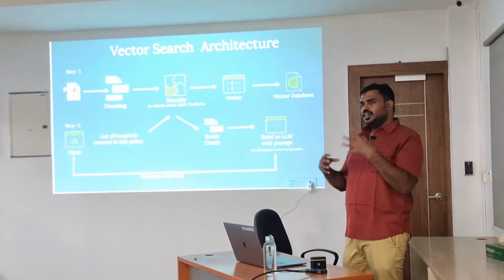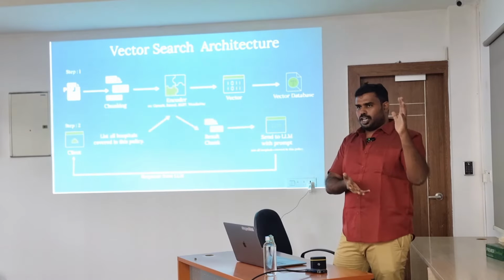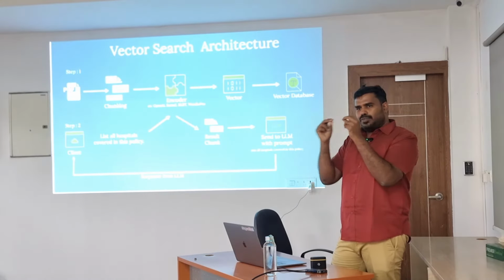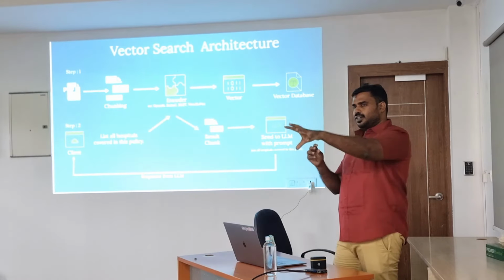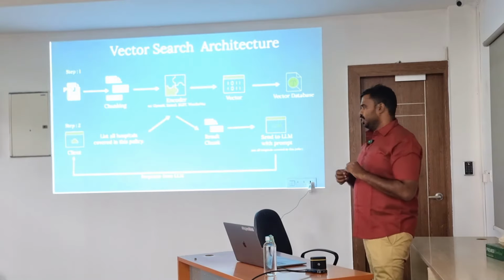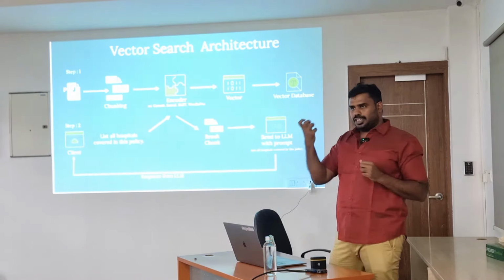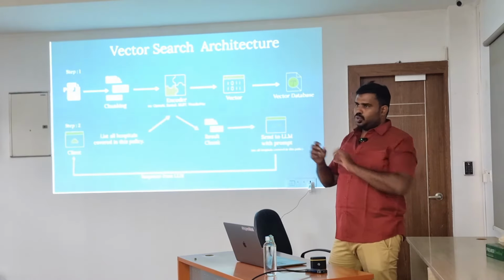Cosine similarity means you have a lot of vector points and a small set of vector points. You need to find the similarity between these two vectors and find the expected result. After that, we have the chunks. Now we will send these chunks to an LLM model.